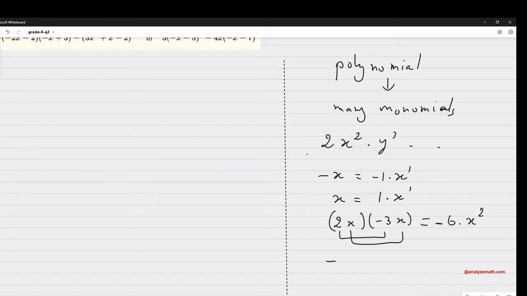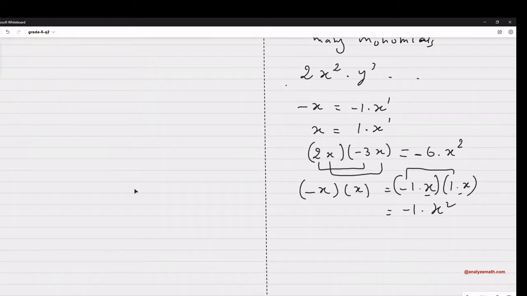Let's do another example. I have negative x multiplied by x. So remember, negative x, we said it's negative 1 by x. x is 1 multiplied by x. I multiply negative 1 by 1, that gives me negative 1. And then x by x, that gives me x squared. And when the coefficient is negative 1, we just write all this as negative x squared.